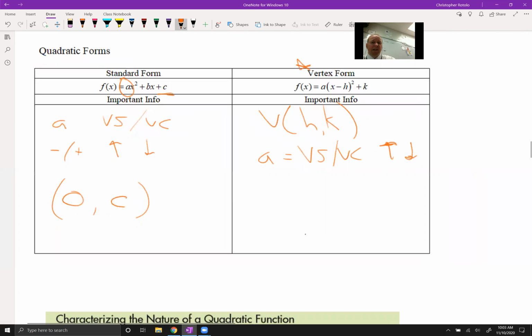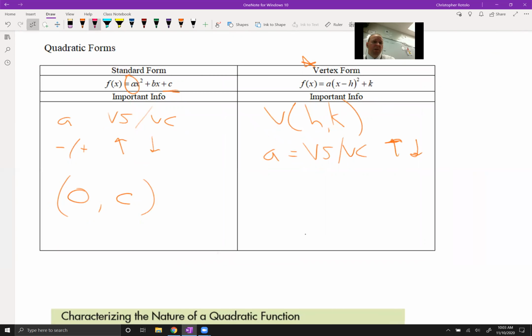Okay. So how can I get from one to the other? Well, if I take negative b over 2a, that's going to give me h. And if I plug that in, I can get k. Right, so that's going to be kind of that crossing over of how we can get that information.